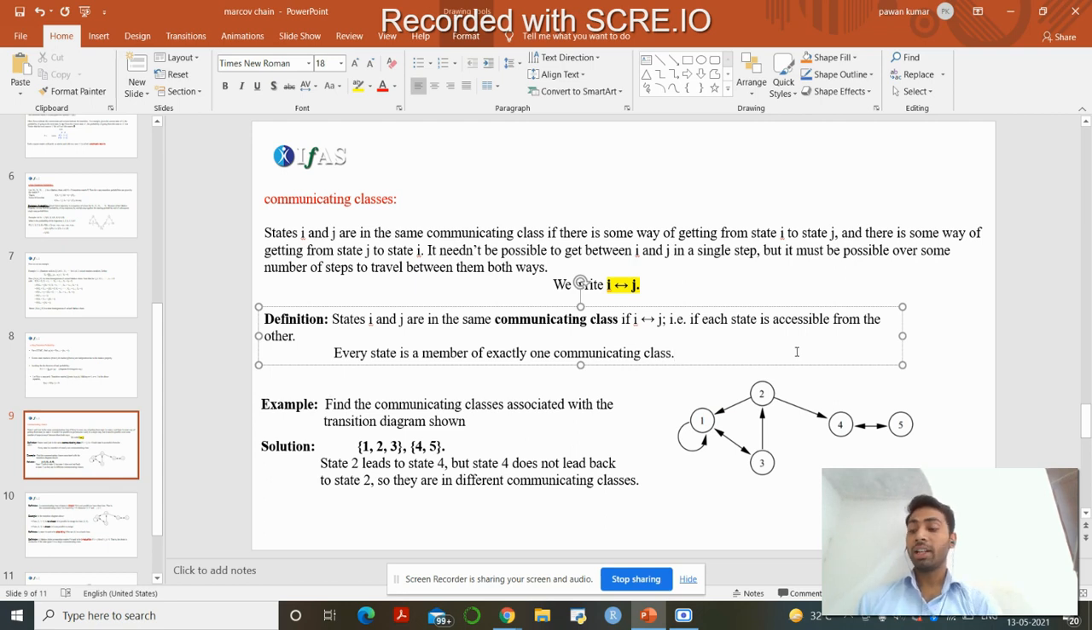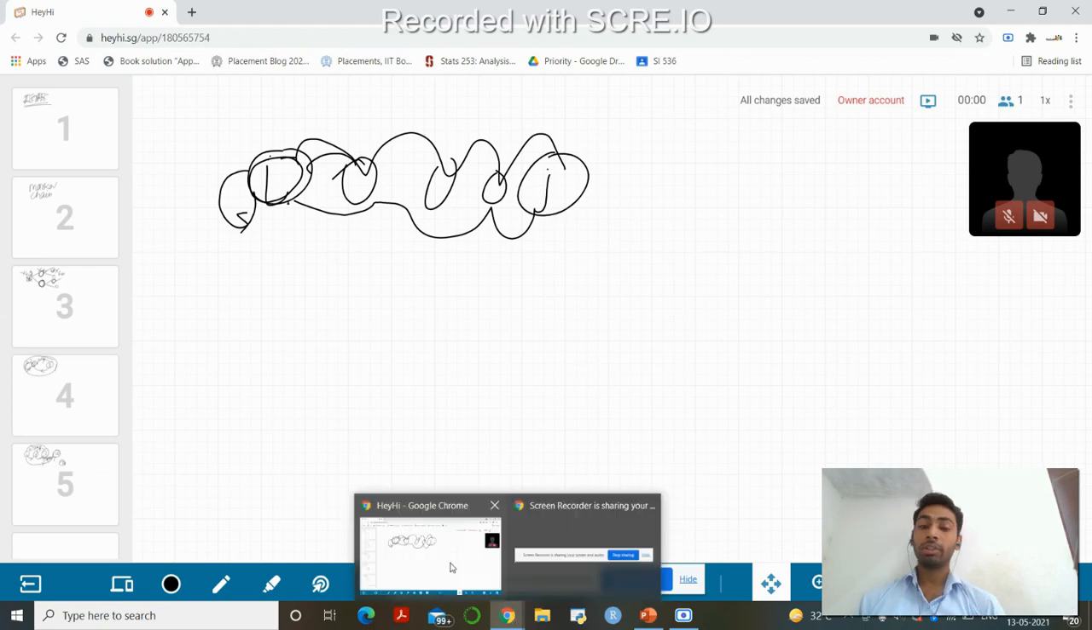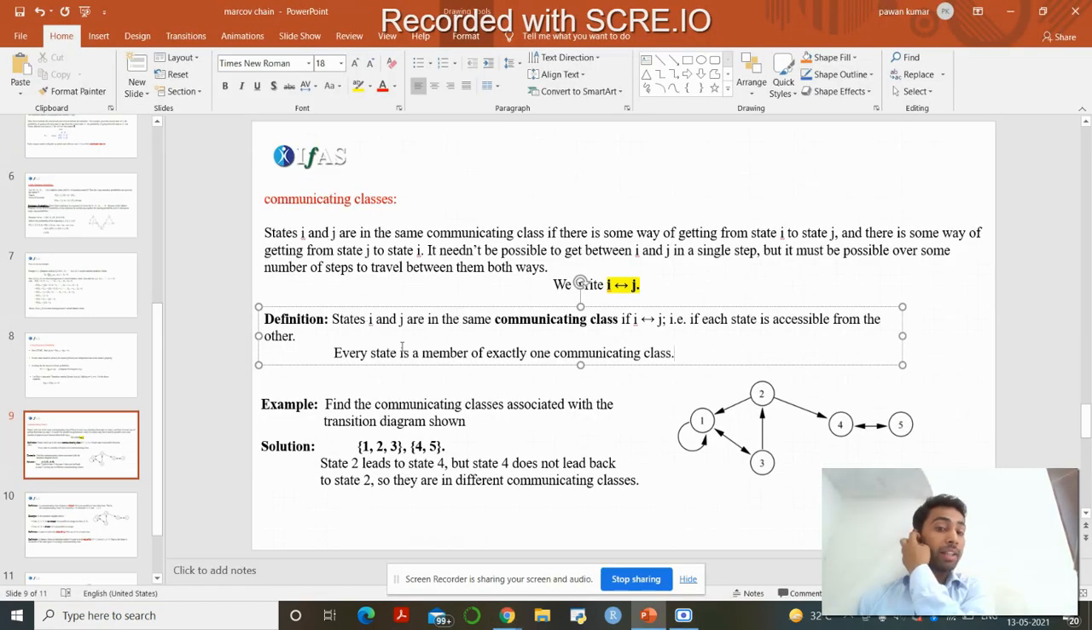Okay, meaning we can go from every state to every other state by some steps. It does not depend on which you have. So every state is a member of exactly one communicating class. If I say that I is a member of a communicating class, because we can go from state I to I, this is true: every state is a member of exactly one communicating class.